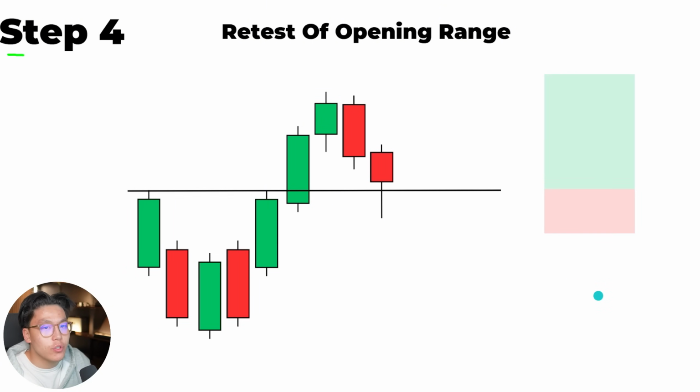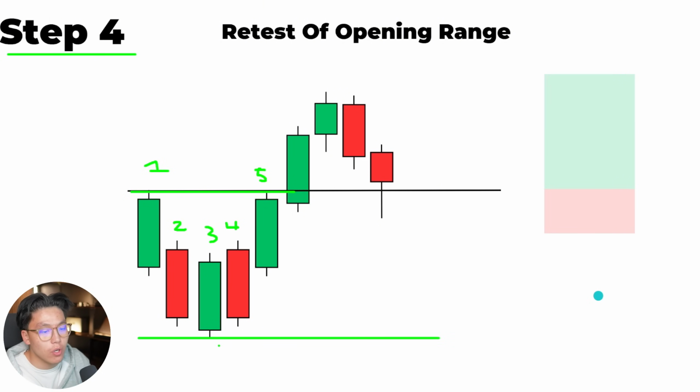And now we're on to step number 4, which is the retest of our opening range. So what we want to do is mark out our opening range high on the 5-minute time frame. As you can see right here, I'm going to count the candles 1, 2, 3, 4, 5. And you can see right here, this is going to be your opening range high on the 5-minute time frame. You can also mark out your opening range low on the 5-minute time frame as well. Not really valid since we have a push towards the upside.